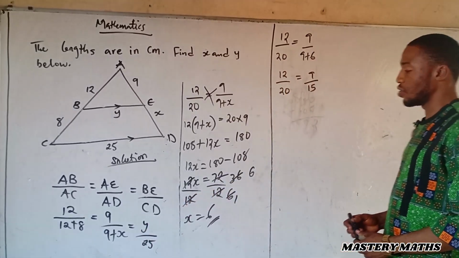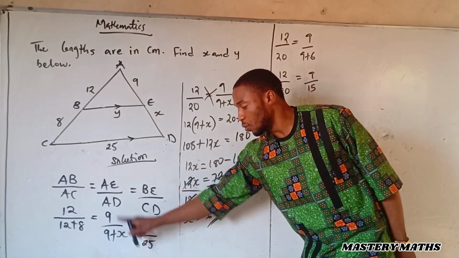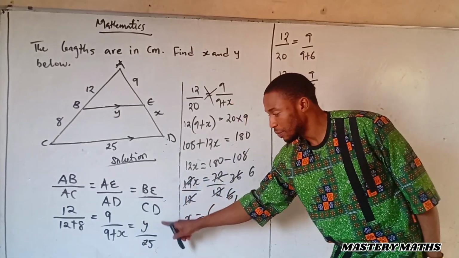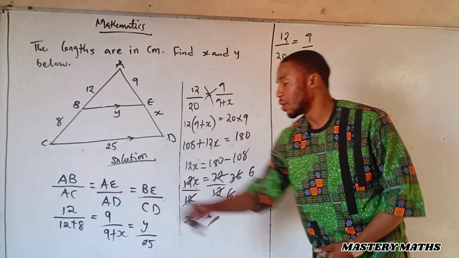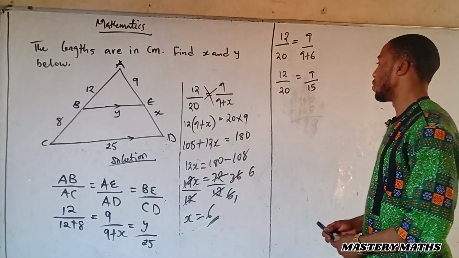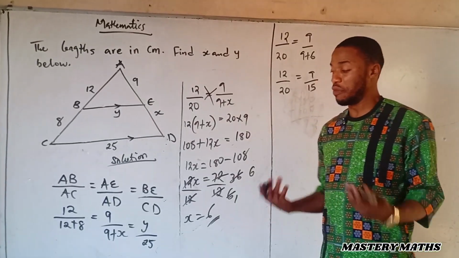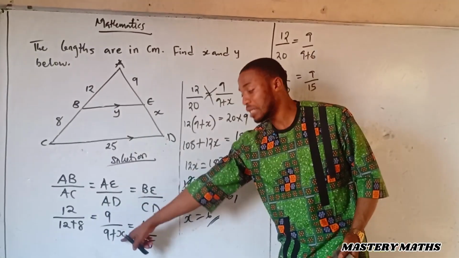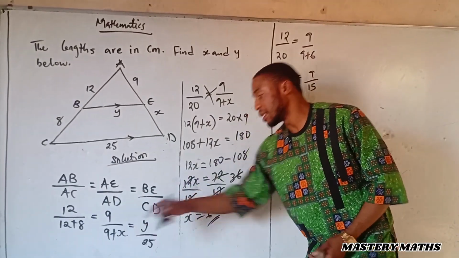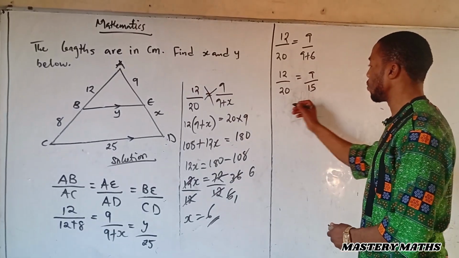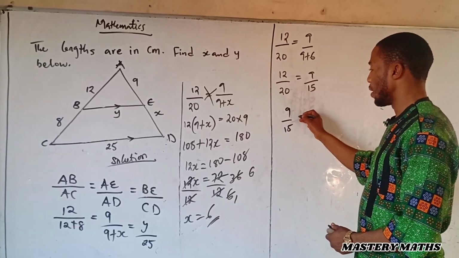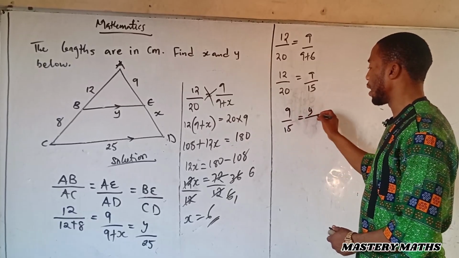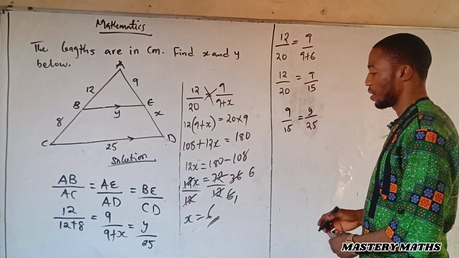Now, to solve for the next one, you can take this complete one to solve for this, or you can still use that if you want. Let's take the one over there, or if you prefer, we can still take this. Okay, let's take the second one. Now, using the second one, which is 9 over 15, equal to 9 over 25.